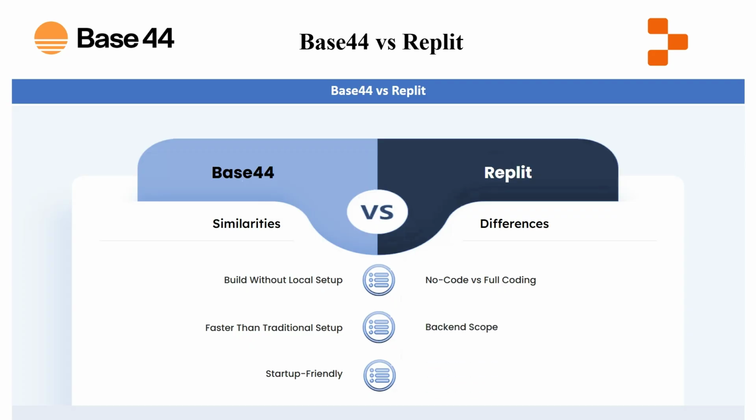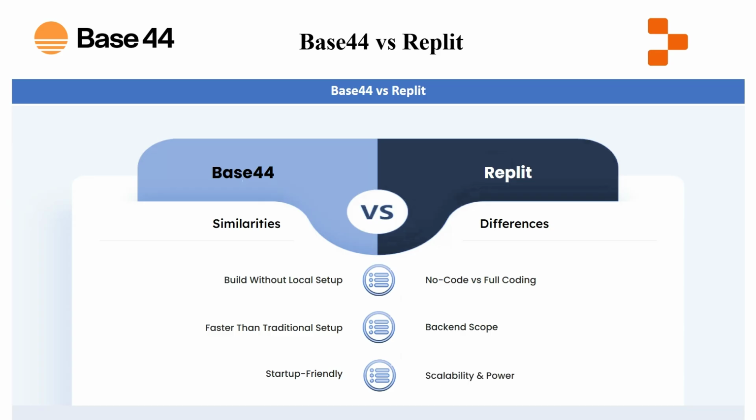The next point we have is backend scope. Base44 is focused specifically on backend infrastructure. It gives you structured backend systems without needing DevOps knowledge. Replit is broader. It is essentially a cloud IDE. You can build full stack apps, scripts, bots, websites, anything, but you manage the logic yourself. And so if you want managed backend simplicity, Base44 fits you better, and if you want unlimited coding freedom, Replit is for you.